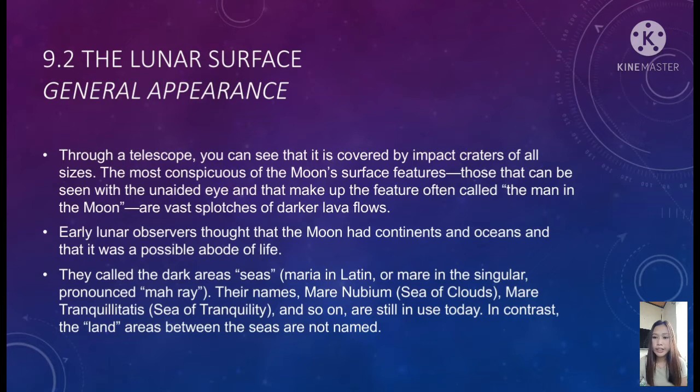Centuries ago, the early lunar observers thought that the moon had continents and oceans and that it was a possible abode of life. They called the dark areas seas, maria in Latin, or mare in the singular, pronounced mah-ray. Their names, Mare Nubium or the Sea of Clouds, Mare Tranquillitatis or the Sea of Tranquility, and so on, are still in use today. In contrast, the land areas between the seas are not named.